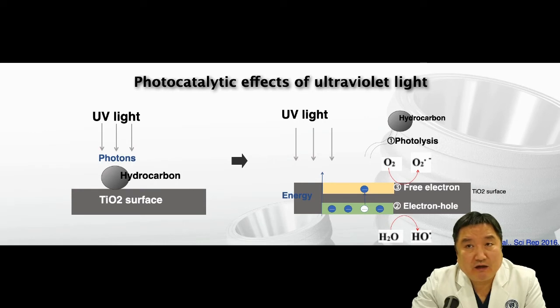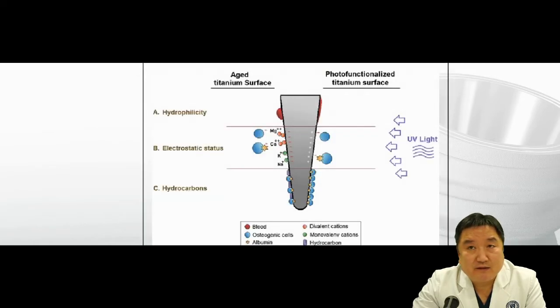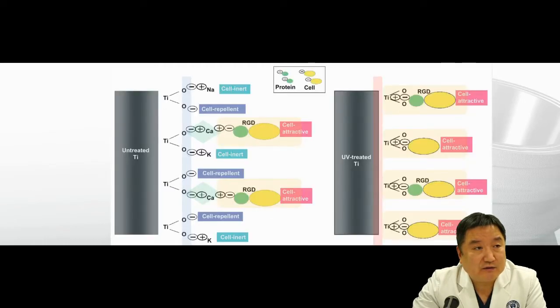When removing the hydrocarbon from the titanium surface, photolysis creates an electron-hole pair because an electron in the valence band of the semiconductor transitions to the conduction band. This phenomenon causes the generation of surface oxygen vacancies and reactive oxygen species. As a result, the titanium becomes more hydrophilic, favorably positively charged, with less hydrocarbon.